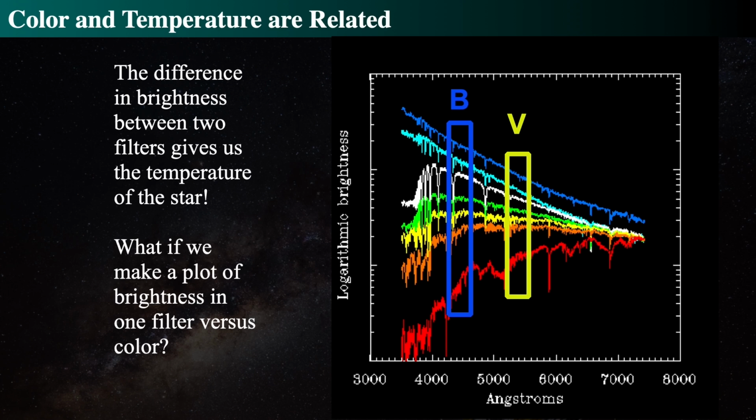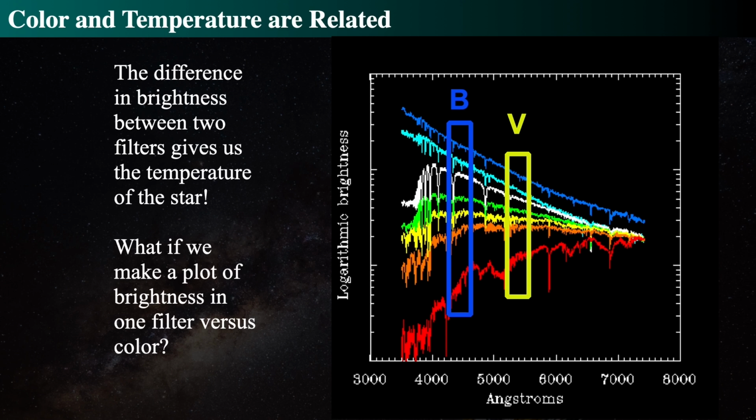So let's say that the difference in brightness between two colors gives us the temperature. How? Well, if we look at these spectra of stars, we've got O, B, A, F, G, K, M type stars from blue to red on this diagram. We see an O type star is definitively brighter in the B than the V. And an M type star at the bottom in the red is definitively brighter in the V than the B.